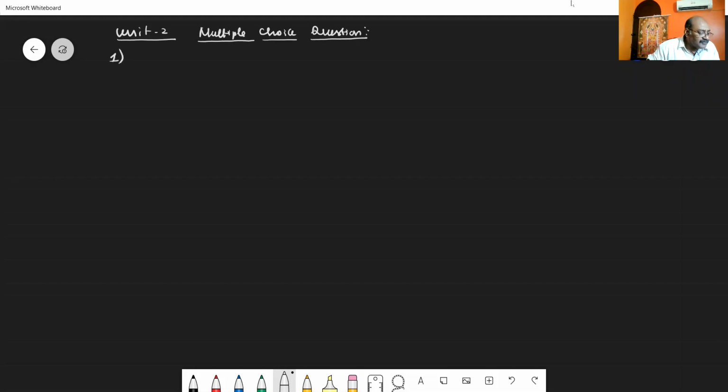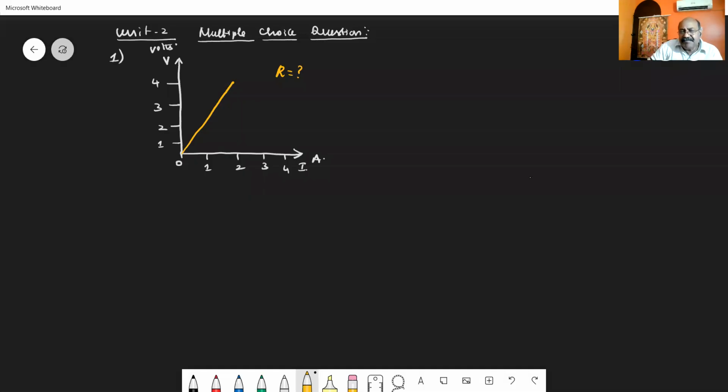The following graph shows the current versus voltage values of some unknown conductor. What is the resistance of the conductor? See, this is the given diagram. From this diagram, they have asked you to calculate the resistance R. Along the x-axis, they have considered the current in ampere, and along the y-axis, they have taken the voltage, or potential difference, in volts.